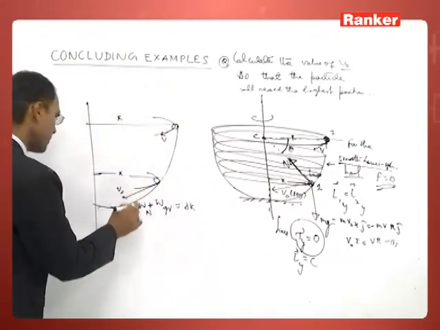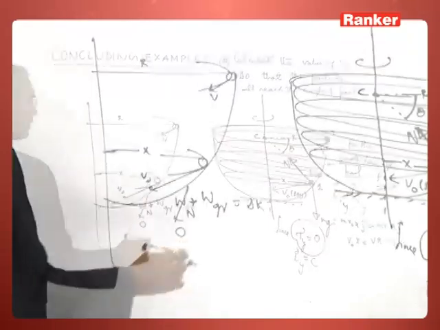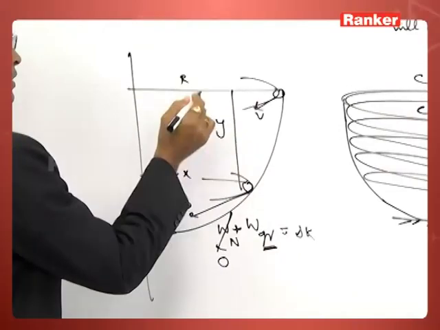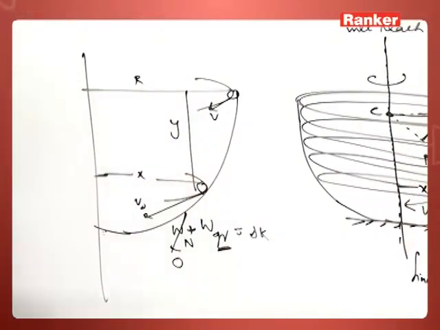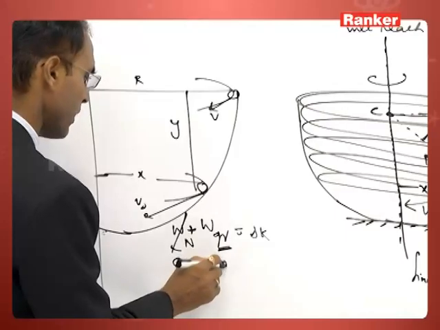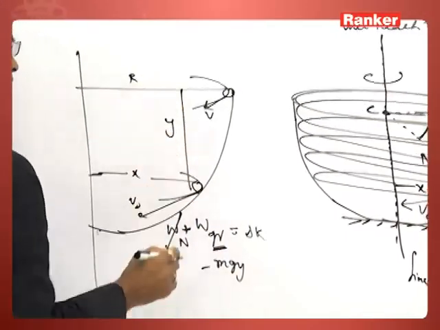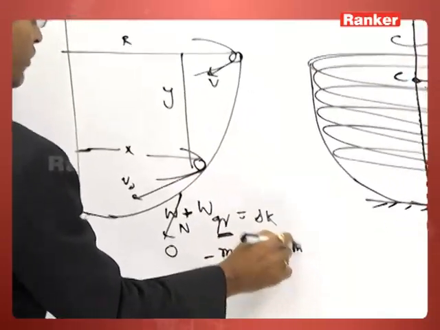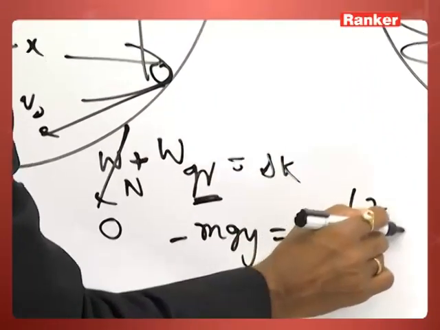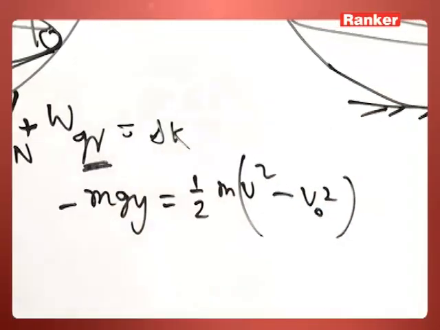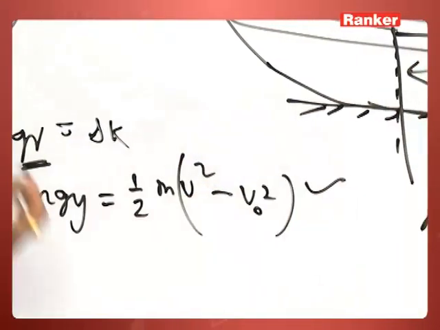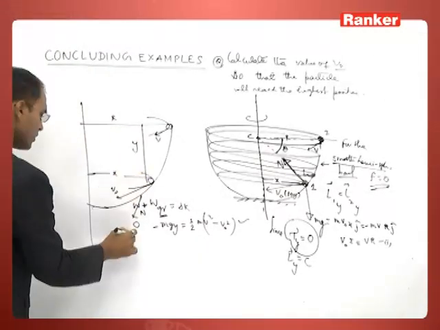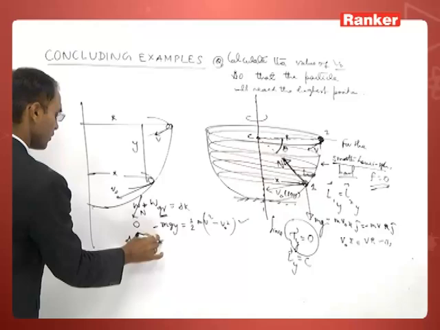Therefore, work done by normal reaction will be 0 and gravity will do work, because when it moves up through a vertical distance y, the work done by gravity will be equal to minus mgy, because it is going against the gravitational force. This equals the change in kinetic energy: final kinetic energy half mv square minus initial kinetic energy half mv naught square. This is one way, or you can just conserve the energy because there is no friction, the surface is smooth. Del U plus del K is equal to 0.